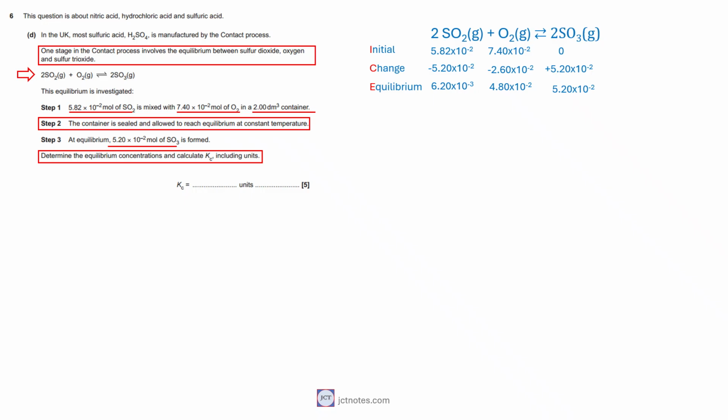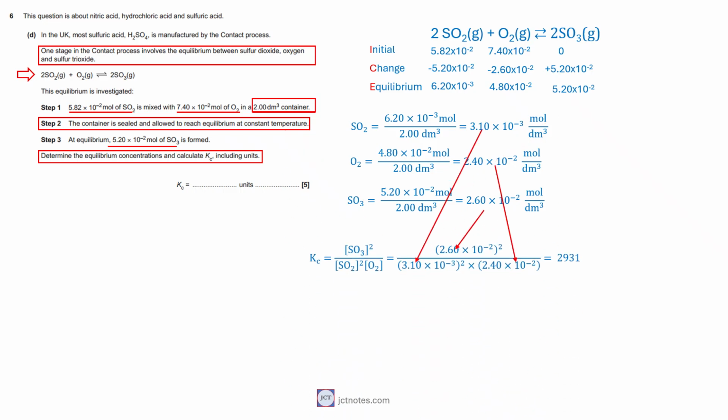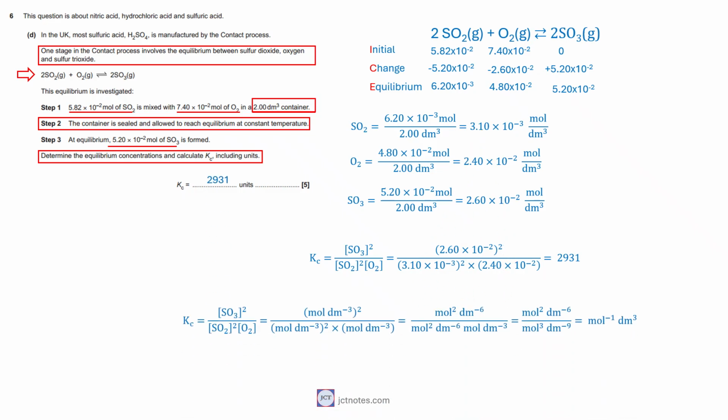With the number of moles at equilibrium, we can calculate their concentrations by dividing by the 2 cubic decimeters of the container. This gives us that the equilibrium concentration of sulfur dioxide is 3.10 × 10^-3, for the oxygen 2.40 × 10^-2, and for the sulfur trioxide 2.60 × 10^-2. If we use these figures in the equilibrium constant, we get a value of 2,931. To find the units, we replace these in the equilibrium constant and cancel common terms, getting cubic decimeters divided by moles.